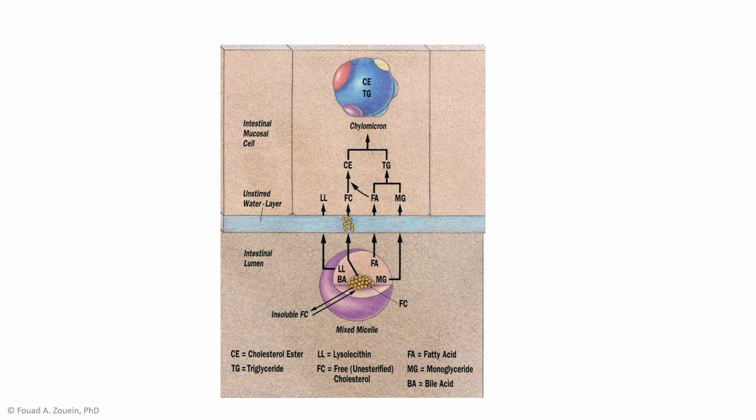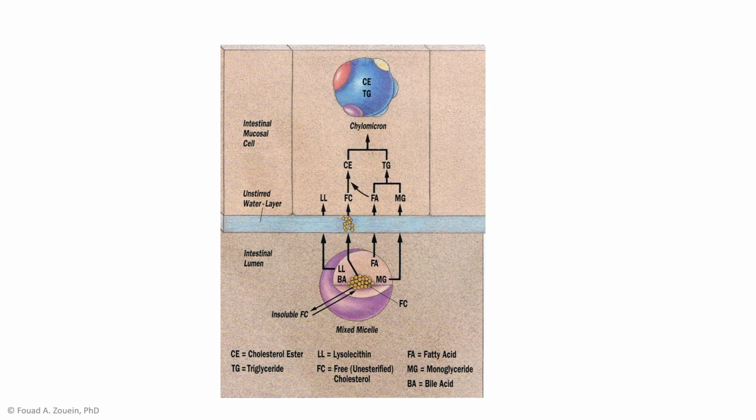So this is just a closer look at what happens at the level of the intestinal lumen and intestinal mucosa cells in terms of chylomicron formation. As we said, we have the mixed micelle that's formed by emulsification of lipids that come from diet, and they have the triglycerides and free cholesterol.